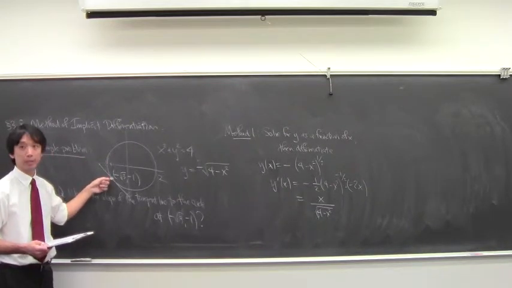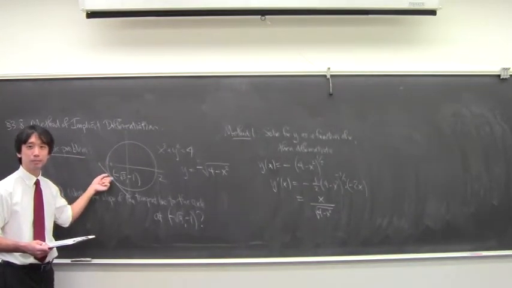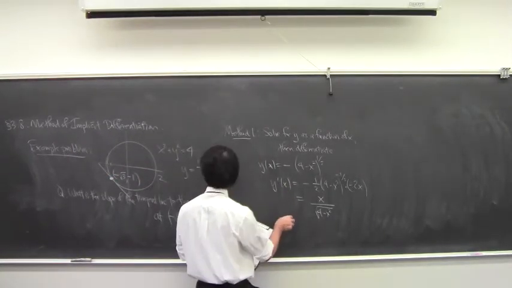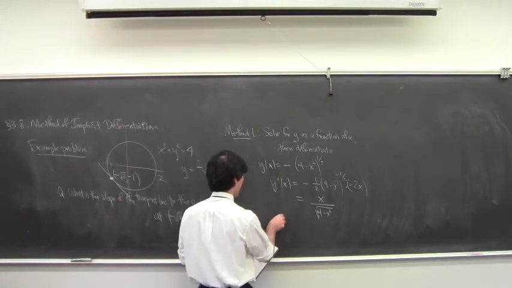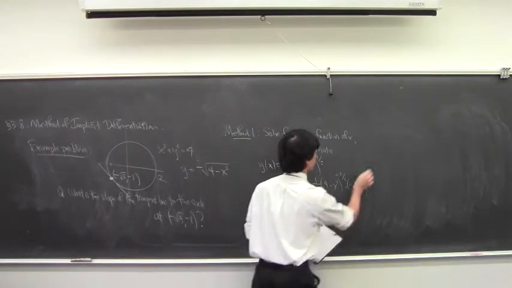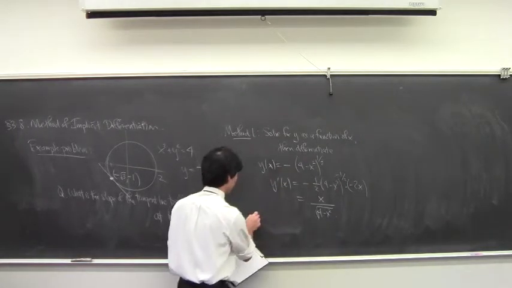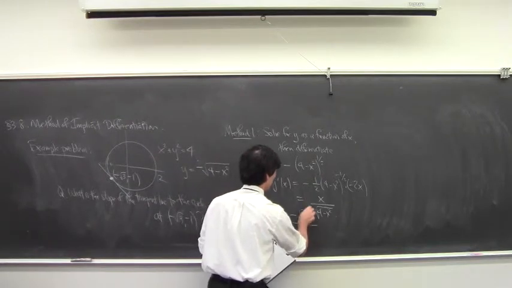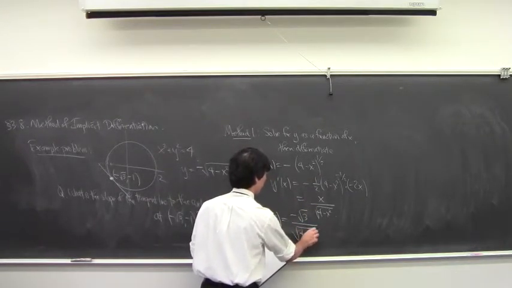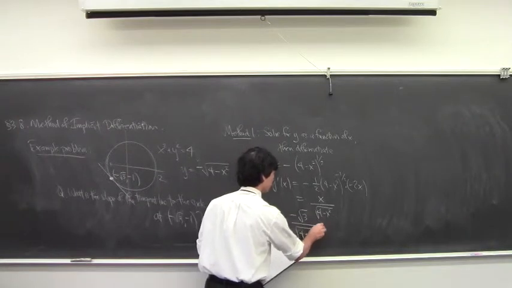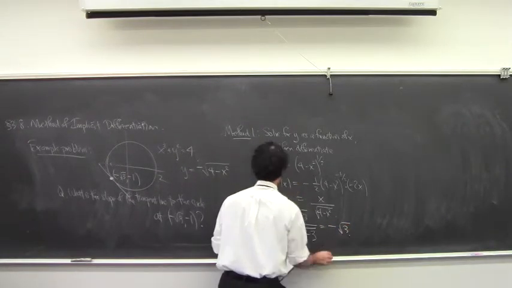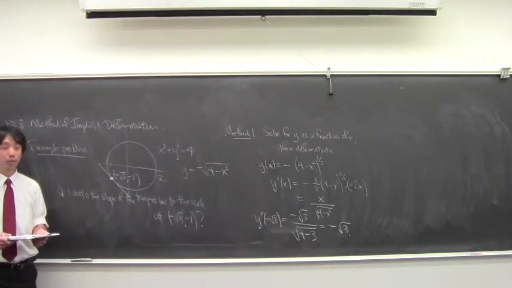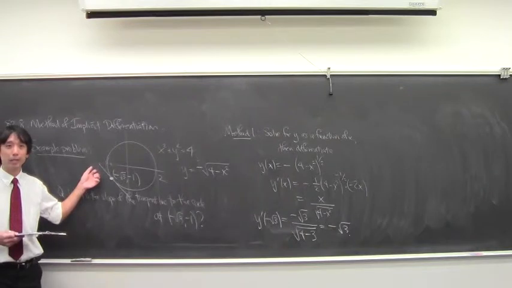And how do we get the slope here? We just plug in, right? We just evaluate that at x being negative root 3. So y prime at negative root 3 is going to be negative root 3 over the square root of 4 minus negative root 3 squared, and so we get negative root 3. So that's one way to do it.